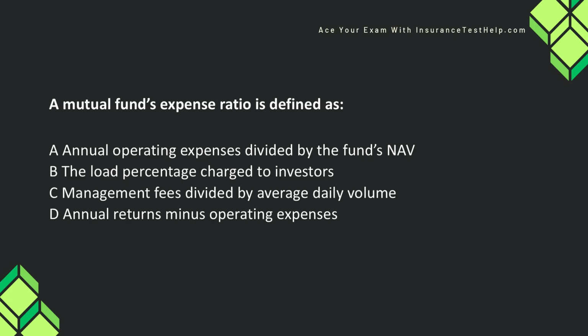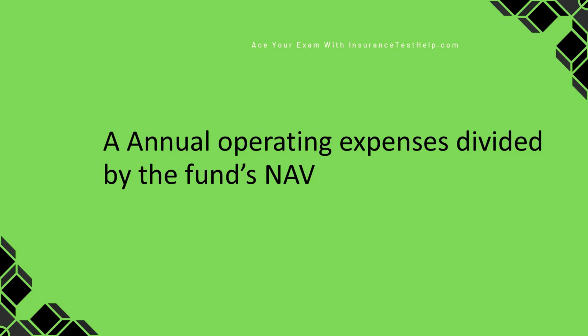A mutual fund's expense ratio is defined as A, annual operating expenses divided by the fund's NAV, B, the load percentage charged to investors, C, management fees divided by average daily volume, or D, annual returns minus operating expenses. Correct answer here is going to be A, annual operating expenses divided by the fund's NAV. So be sure you know all about NAV.